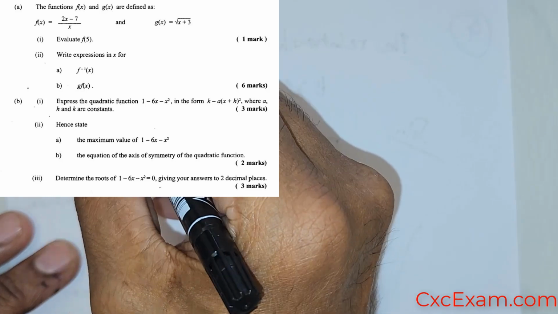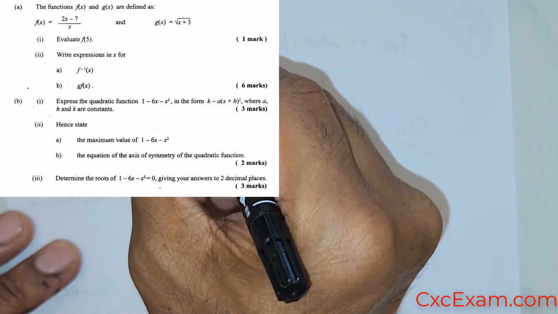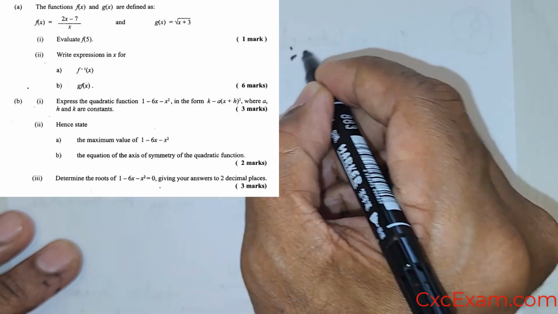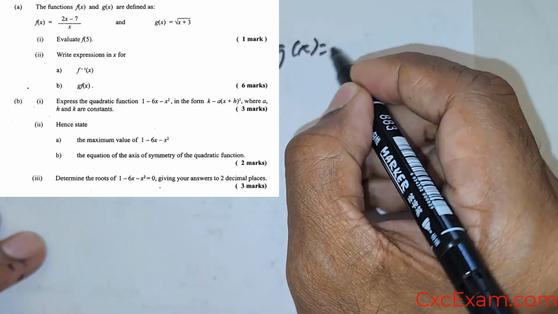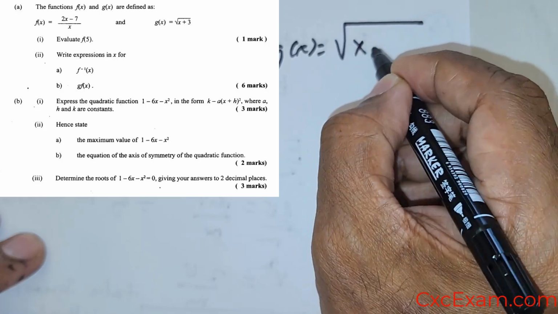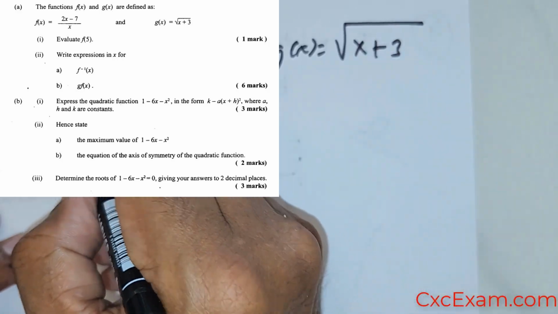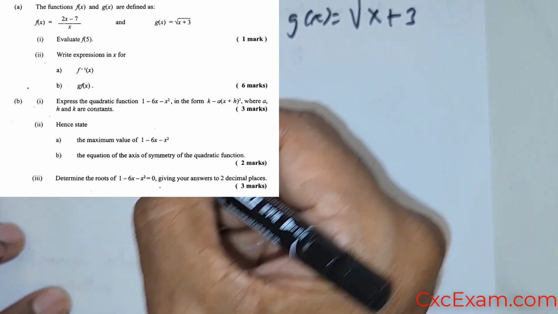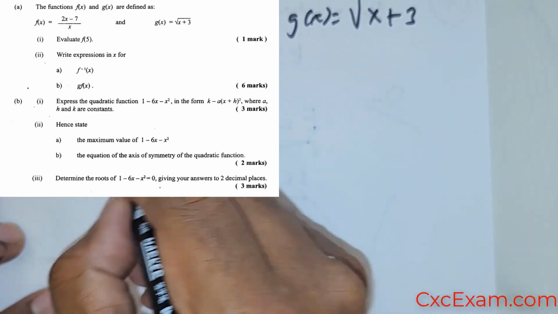This is question 9a. You are given f(x) = (2x - 7)/x and g(x) = √(x + 3). The first part wants you to evaluate f(3). So let me give you the solution.